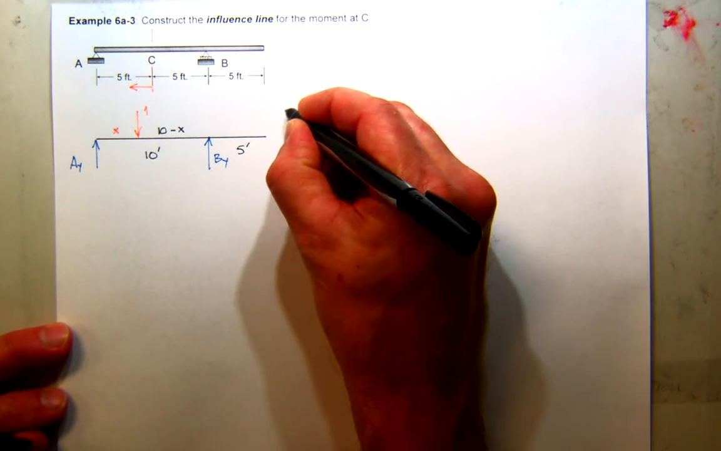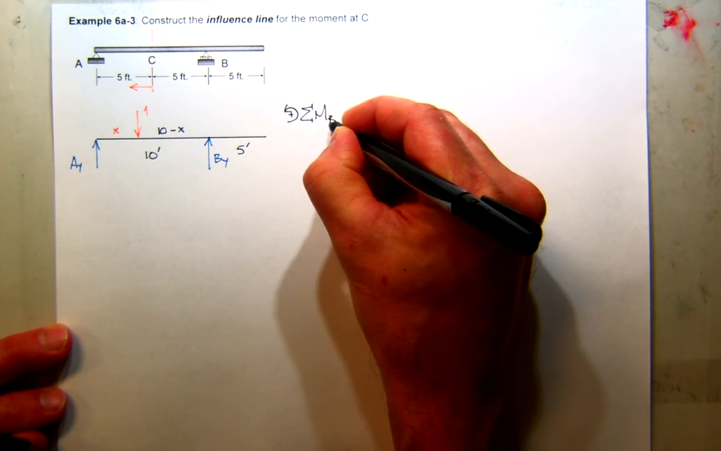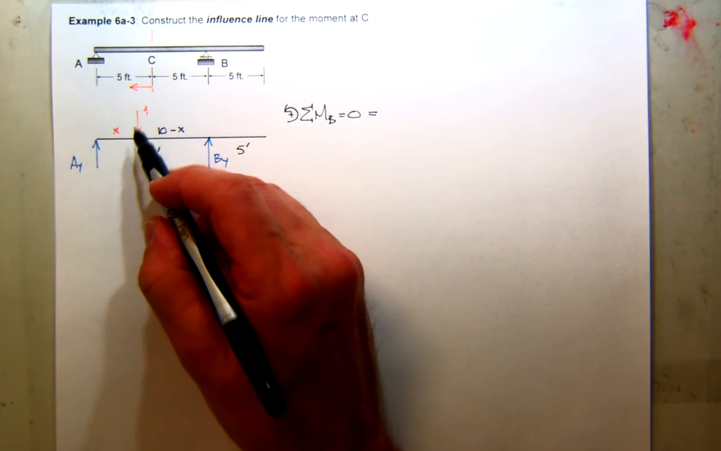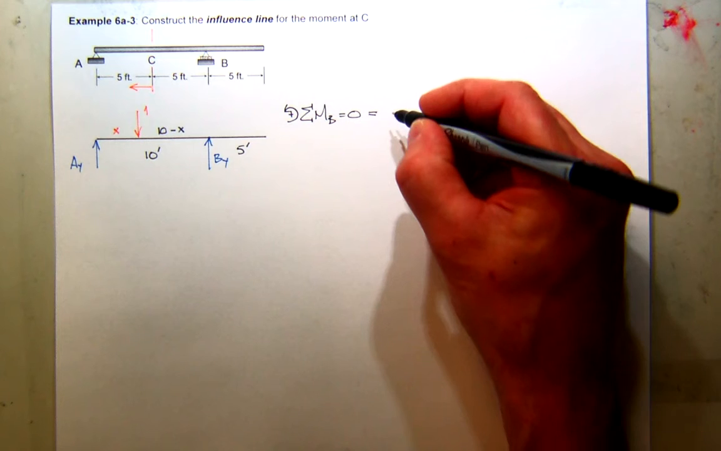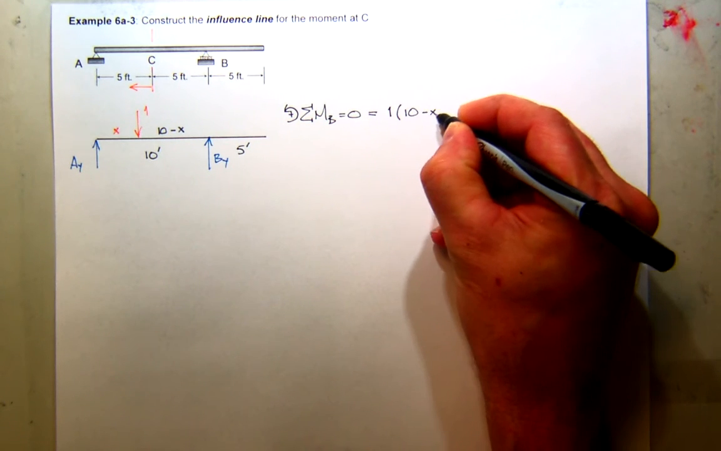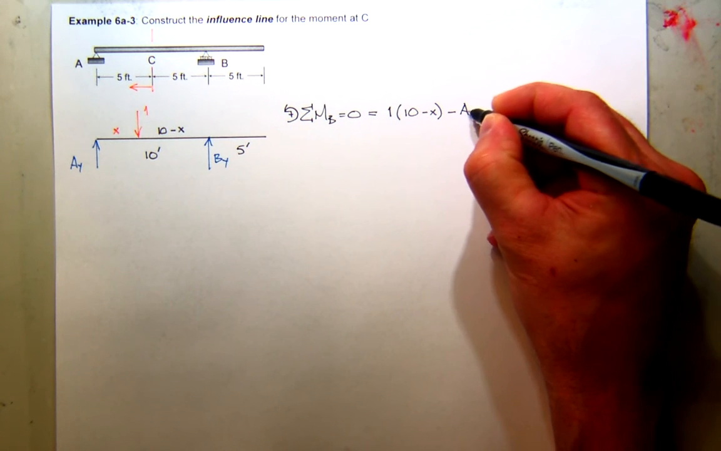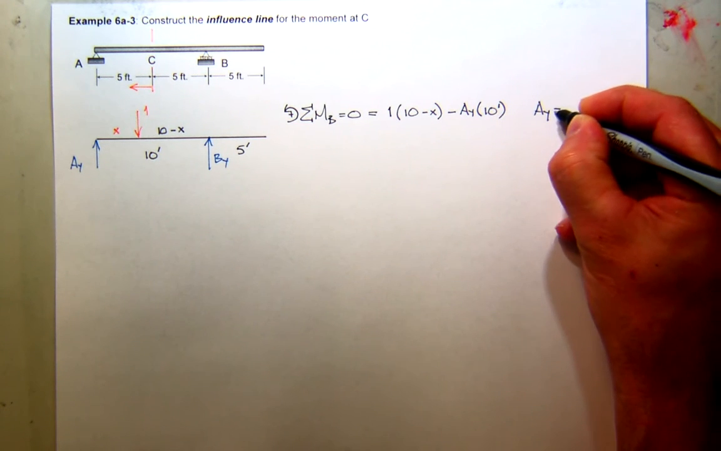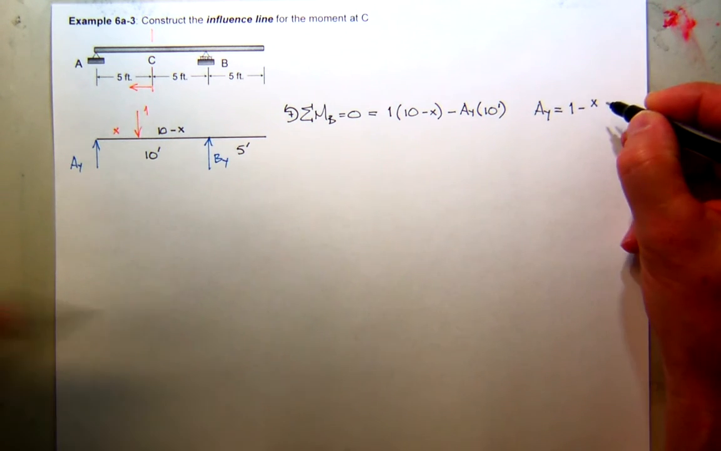So now if I sum moments about B, my reaction at B, make sure it's in equilibrium, I can find my reaction at A in terms of the unit load. So what's the moment of the unit load? Positive or negative of this sign convention? Positive. So there's my 1. And then the distance, 10 minus X. And then the AY reaction creates negative moment and has a moment arm of 10. So that means that AY is going to be equal to 1 minus X over 10.